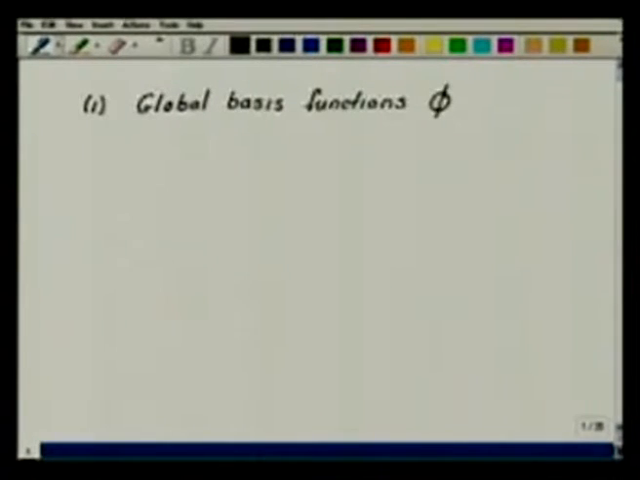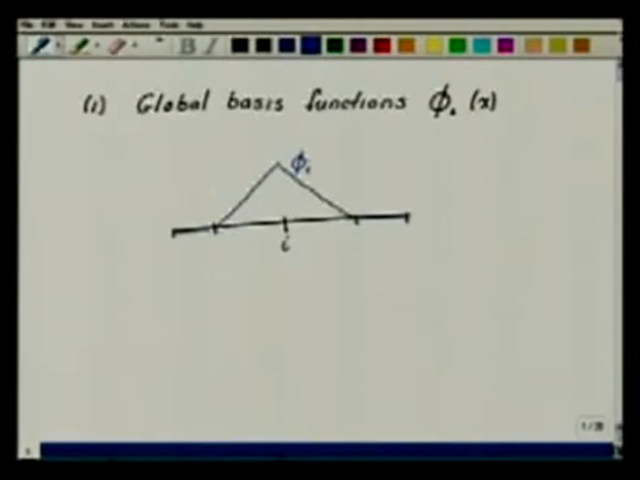Phi, which were given as functions of this type. That is, functions which at the node I had a value 1 and at all other nodes they had a value 0. So, these were so called piecewise linear functions that we had formed.